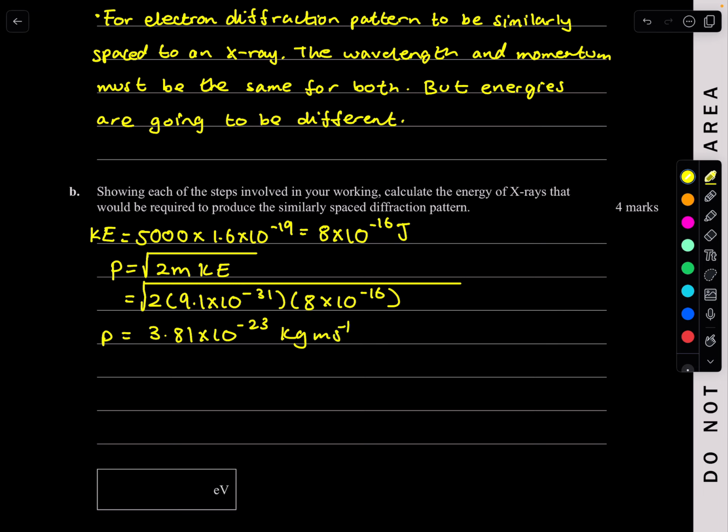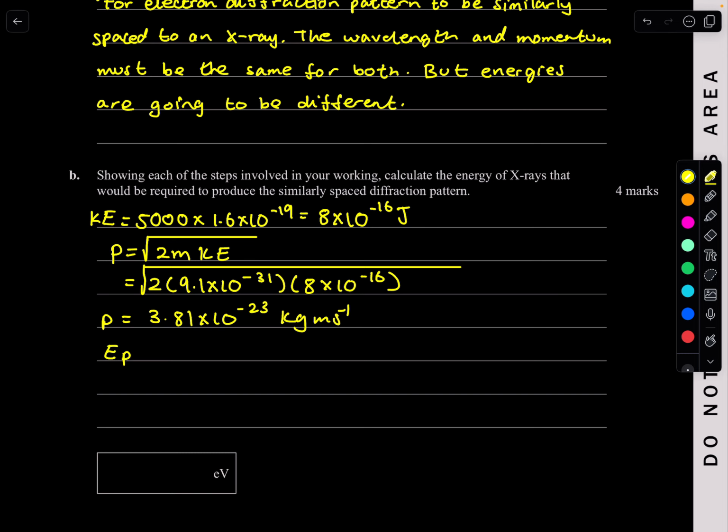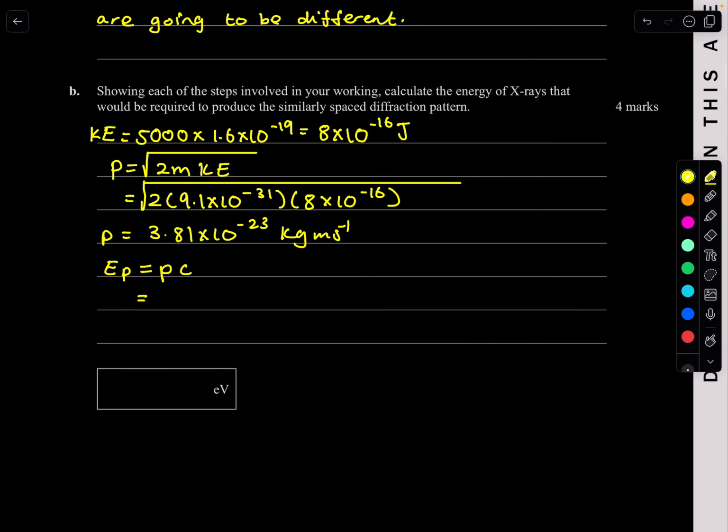Now, if I look at my formula sheet, the energy of a photon is basically P, your momentum, times the speed of light. So what I can do is multiply those two.